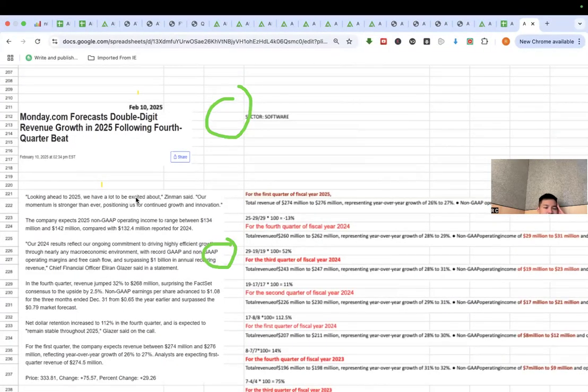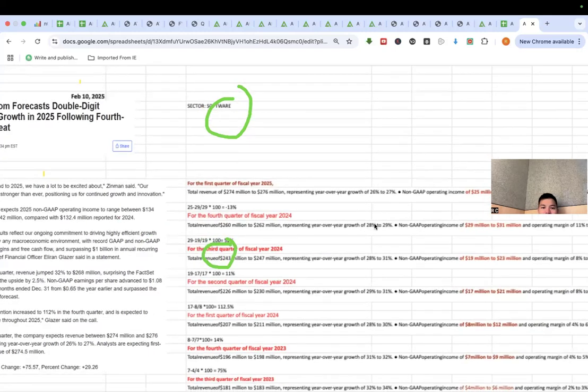So looking ahead, we have a lot to be excited about. Our momentum is stronger than ever. Positions for us continue to grow in innovation. Double-digit revenue growth. We are always double-digit revenue growth though. 26, 28, 28. It's still growing. It's like Nvidia basically. It's still growing at double-digit, which is good. It's not going down. It's still growing. It's not shorting. If it is declining, then we will be shorting.